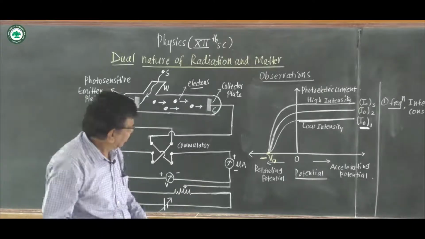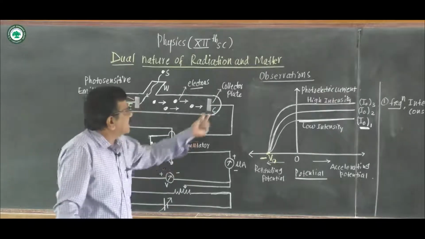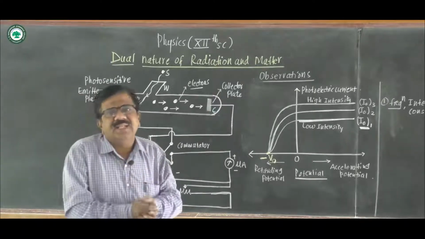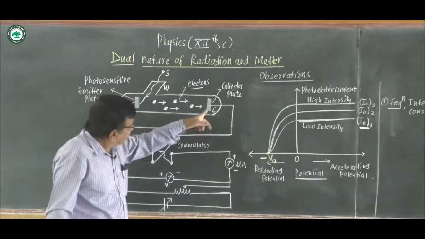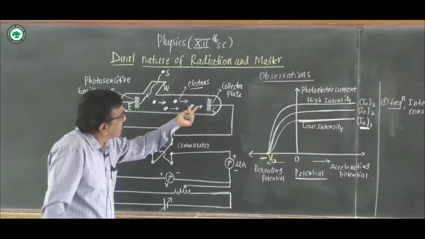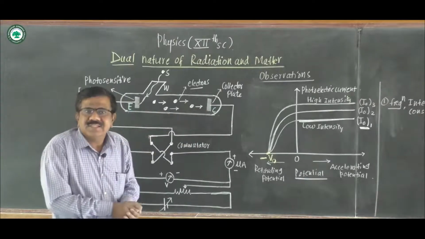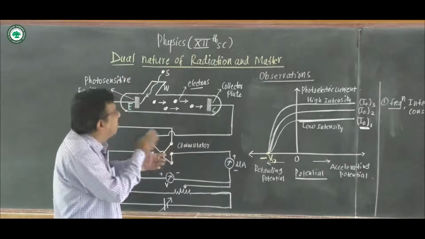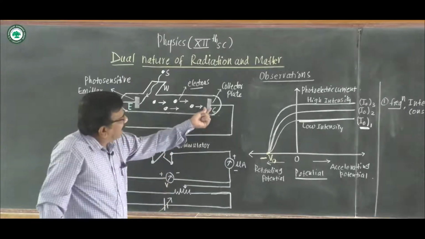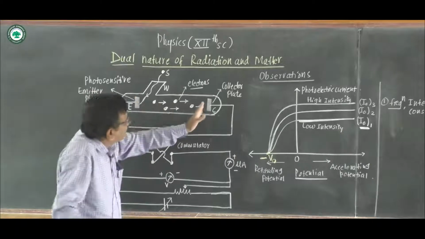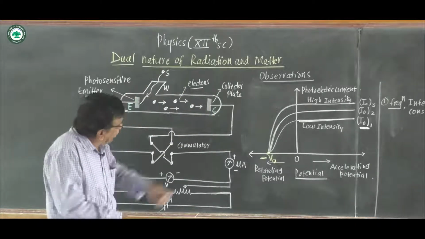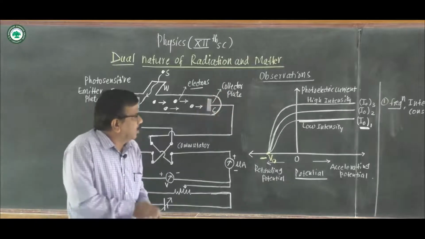See next part. Commutator key is reversed. This collector plate is now given a negative potential. As this is given a negative potential, it repels the negatively charged electrons. And at a certain minimum negative potential, at which all these electrons are repelled by the collector, the photocurrent becomes 0.